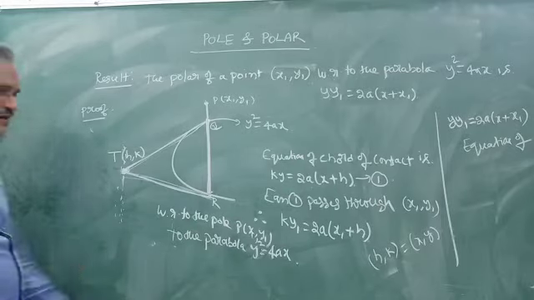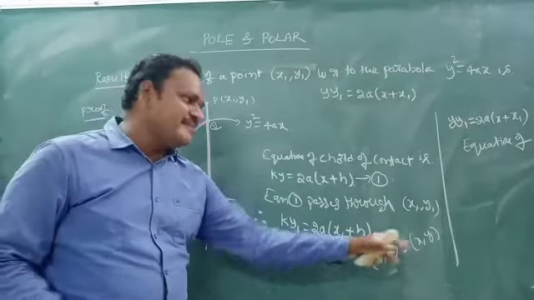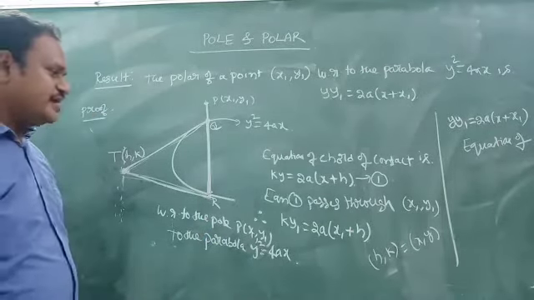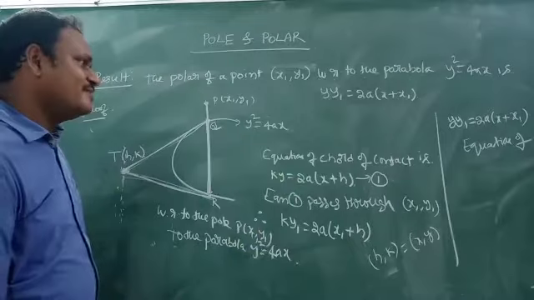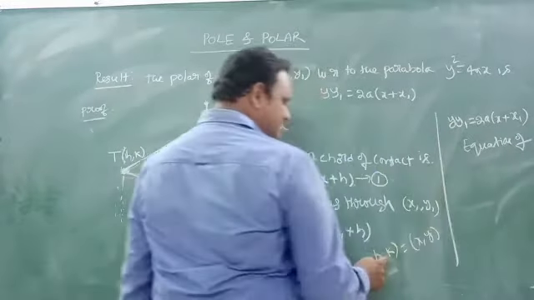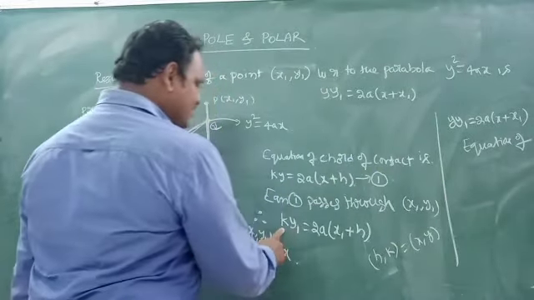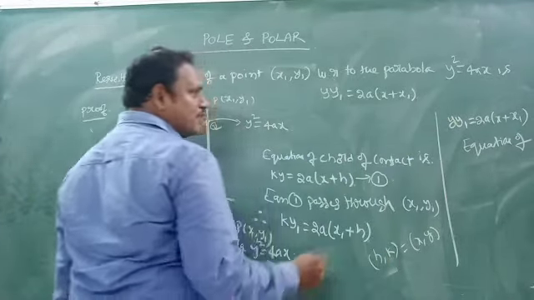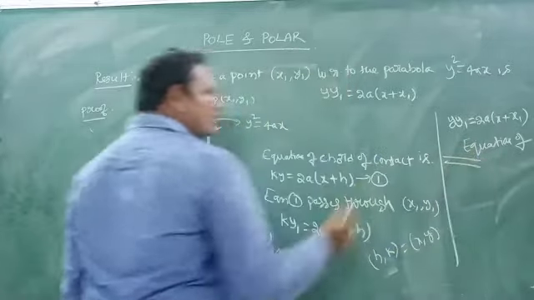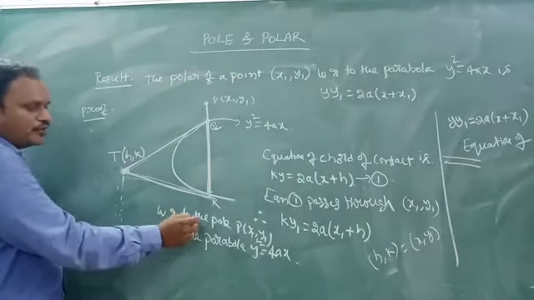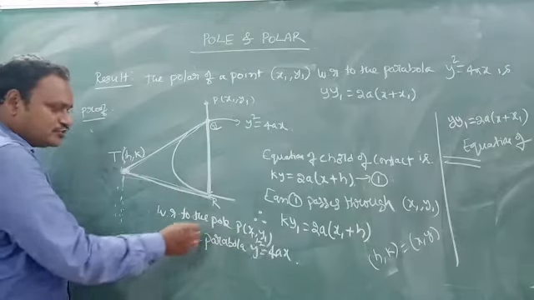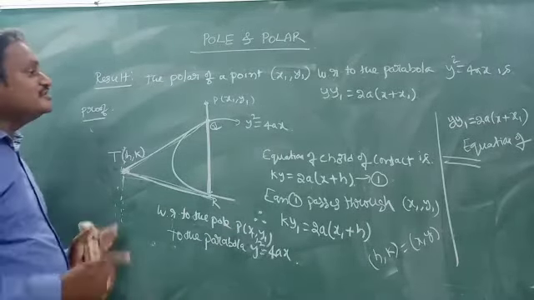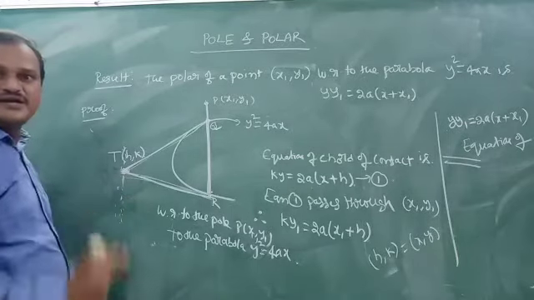We have to replace generally h comma k by x comma y to get our general equation. That is what we did, my dear students. We replaced h comma k by x comma y, so k we have replaced by y. Now y1 is equal to 2a into x plus x1 we have got. This is the equation of the polar with respect to the pole P x1 comma y1 to the parabola y square is equal to 4ax. In this way we have got beautifully our result.